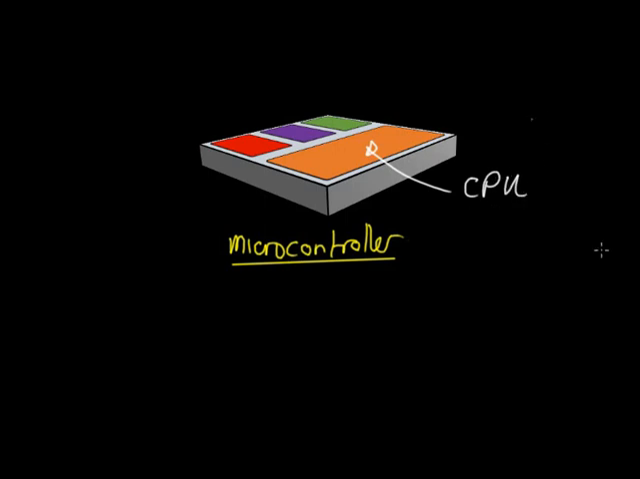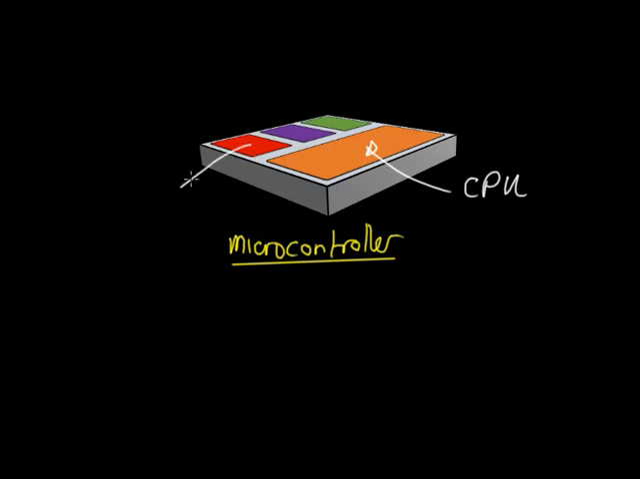Okay, so this is a microcontroller that I've drawn a diagram of here. So a microcontroller contains 4 main components. The first one is a central processing unit, or a CPU. I'll do another video about central processing units, so don't worry too much about how that works at this stage.